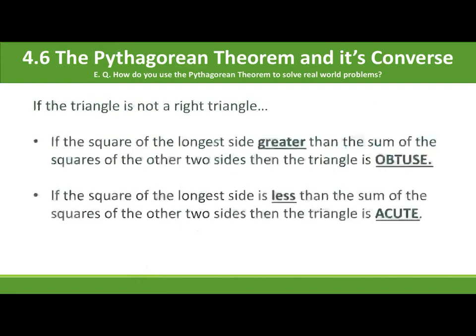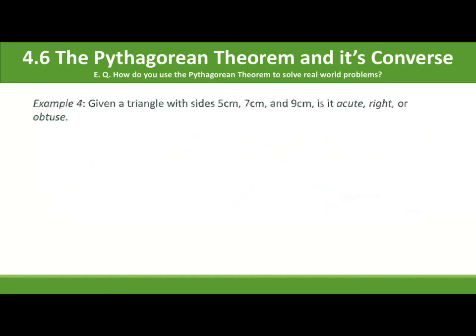However, if the square of the longest side, so again, if C squared is less than the sum of A squared plus B squared, then we know the triangle is acute. So our last example says if we're given a triangle with sides 5 centimeters, 7 centimeters, and 9 centimeters, we have to determine if it's acute, right, or obtuse.